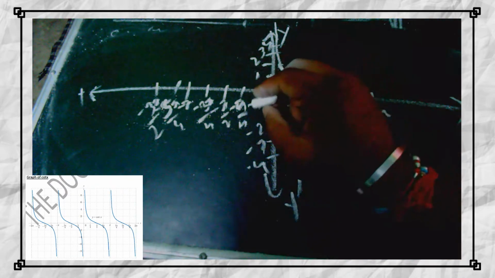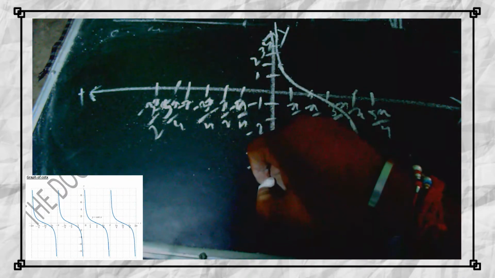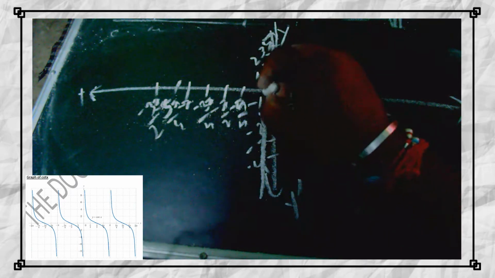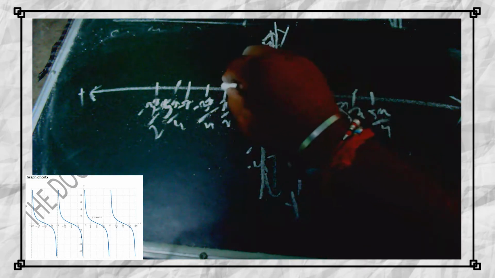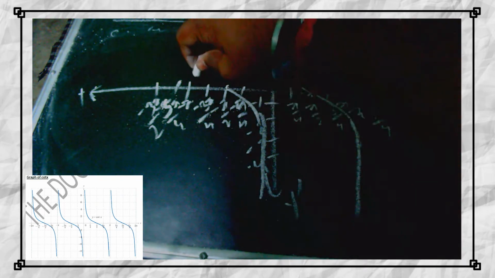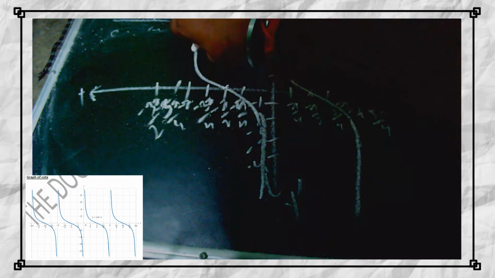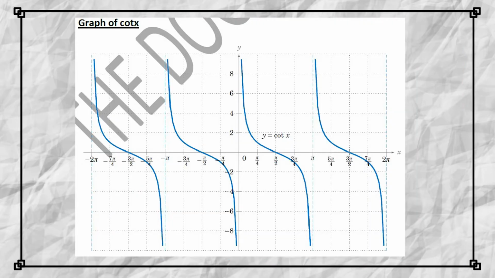The value of cot of 0 was infinity, so we'll draw a line parallel to the y dash axis also. And the value of cot of pi by 2 was 0, so the graph will meet here. And again the value of cot of minus pi is infinity, so the graph will move on here and move parallel to x equal to, let's say, minus pi. So this is the graph of cot x. So this was all about the graphs of different trigonometric ratios.